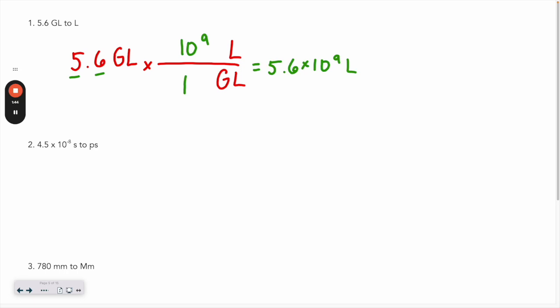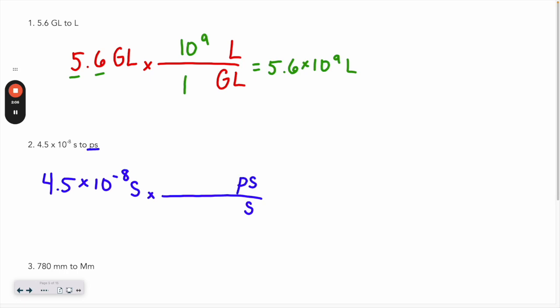So I have 4.5 times 10 to the negative 8th seconds. I'm going to write this out: 4.5 times 10 to the negative 8th seconds. That's my given. I'm going to crisscross swoosh. I'm going to put the unit I'm trying to get out of on the bottom, so seconds on bottom, and the unit I'm trying to get into, picoseconds, on top.